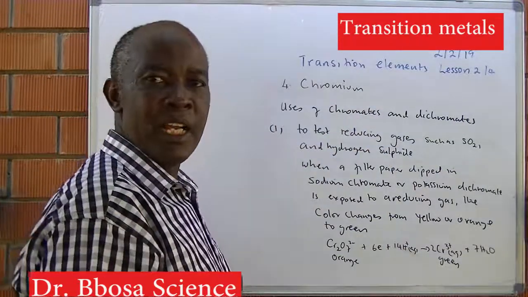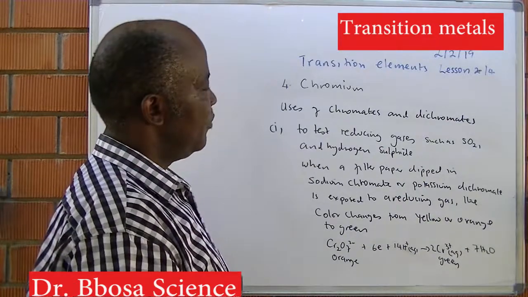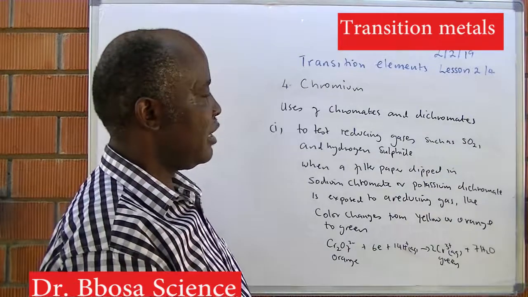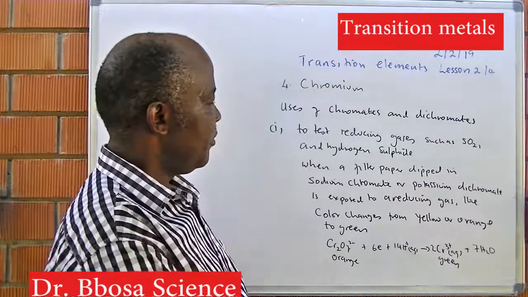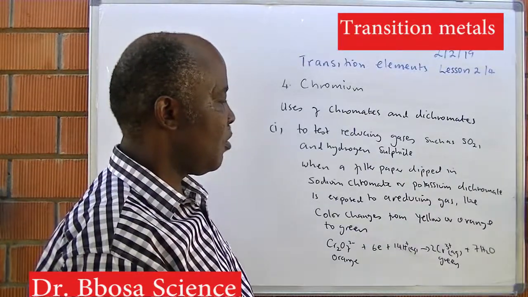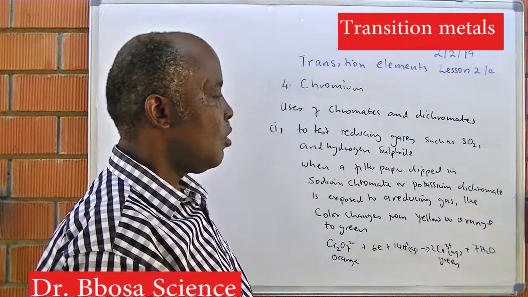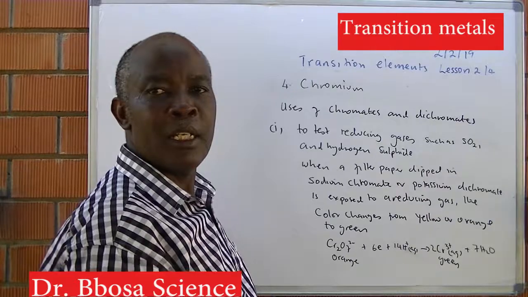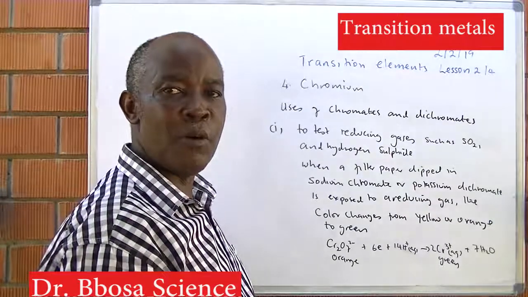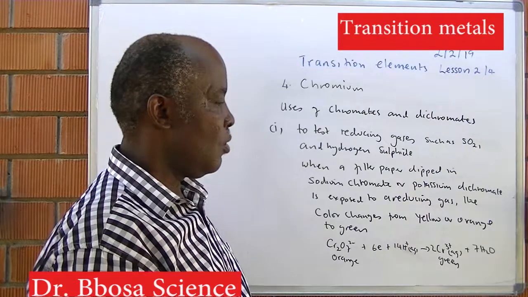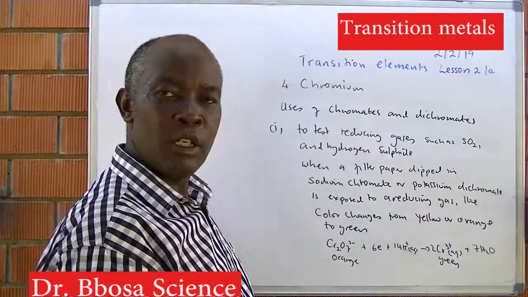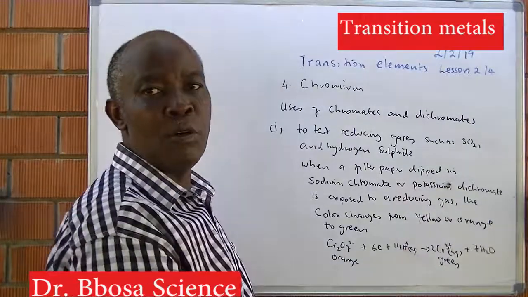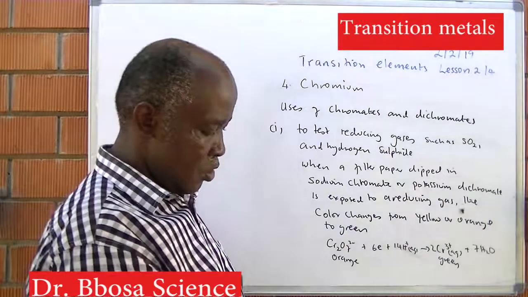Uses of chromates and dichromates. 1. To test for reducing gases such as sulfur dioxide and hydrogen sulfide. When a filter paper dipped in a solution of sodium chromate or potassium dichromate is exposed to a reducing gas, the color will change from either yellow for chromates or orange for dichromates to green. So the dichromate will be reduced to chromium(III) compounds that are green.